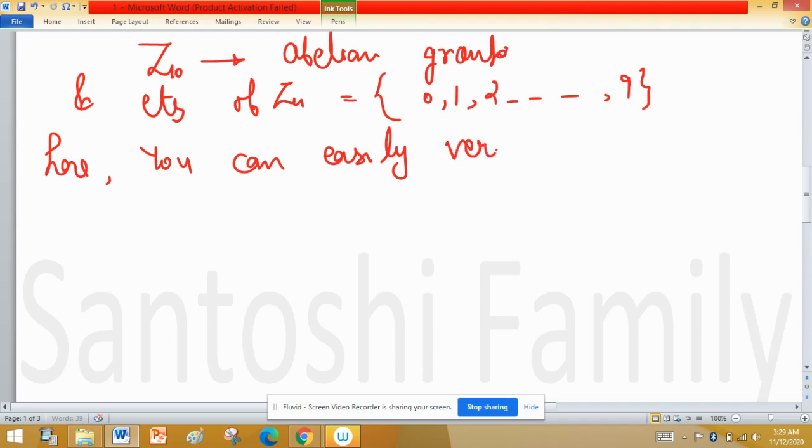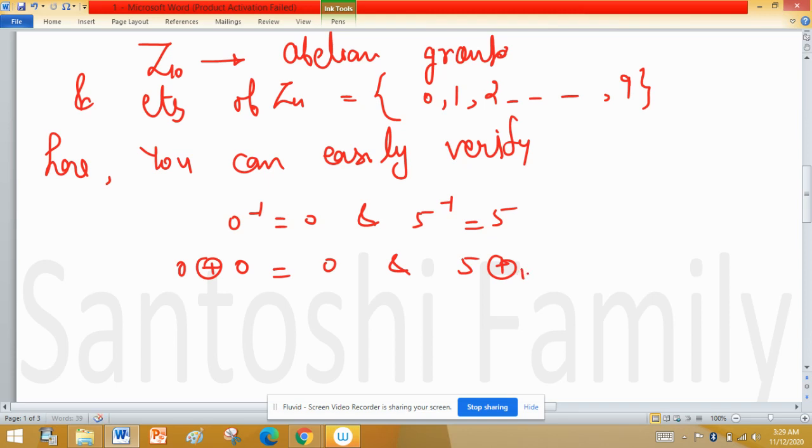Here, you can easily verify 0 inverse equals 0 and 5 inverse equals 5, because 0 plus modulo 0 equals 0, and 5 plus modulo 10 5 is also 0, and 0 is the identity element of Zn.